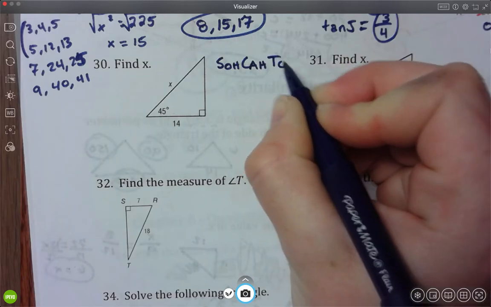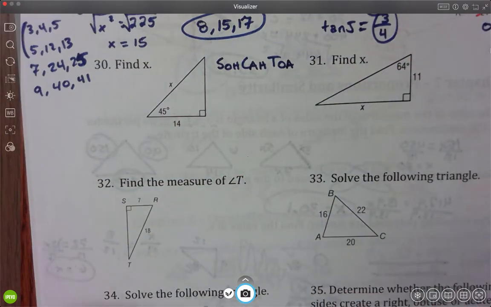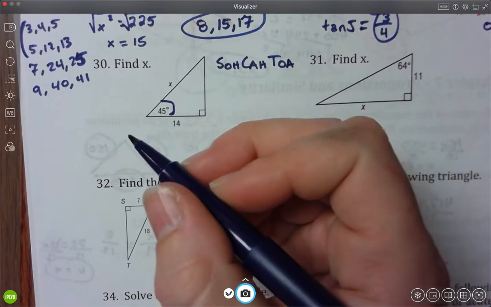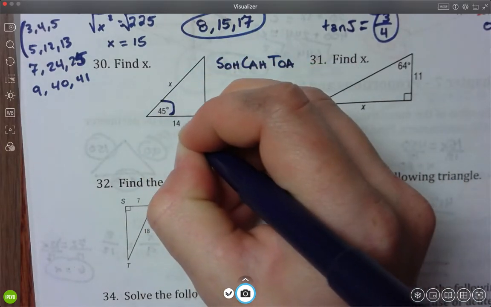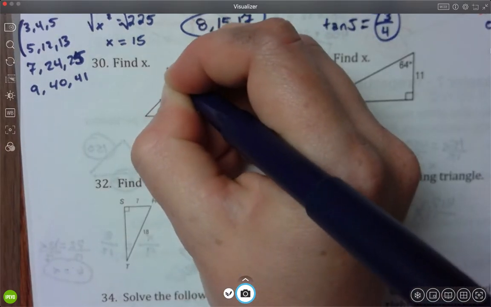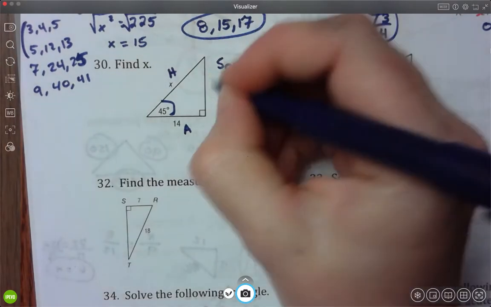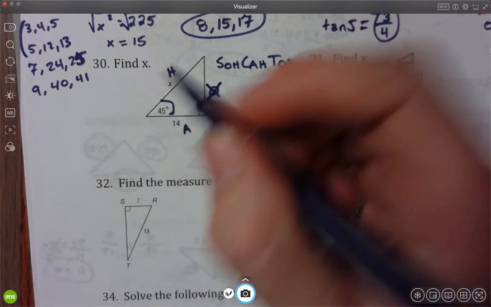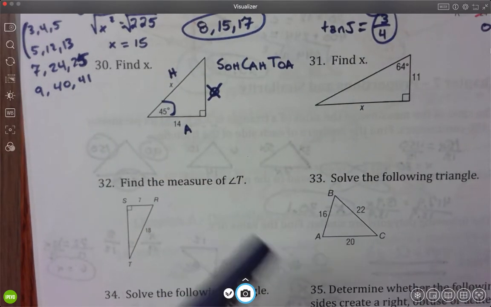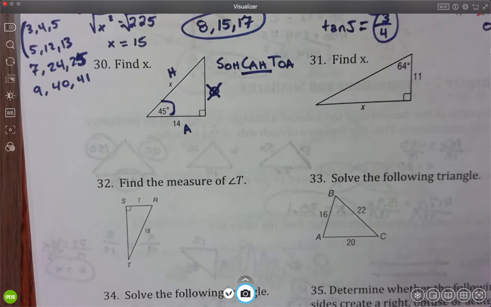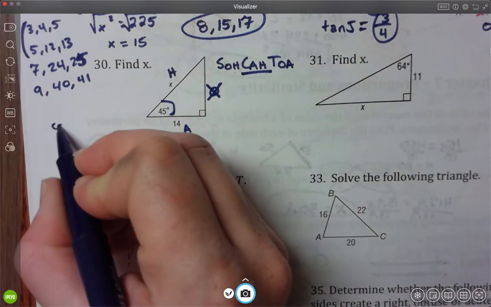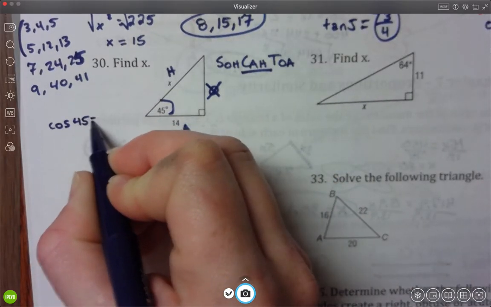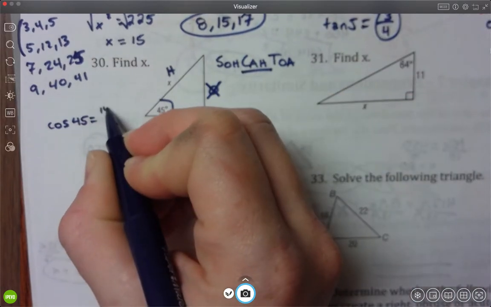We can go ahead and do that this way, okay? 45 degrees is the angle that we're looking at, and 14 is adjacent, and X is going to be the hypotenuse, okay? We're not using the opposite. We don't have any information for it. So which trig function are you going to use for A and H? We're going to use cosine, okay? So we write out cosine of 45 is equal to adjacent, which is 14 over X, okay?